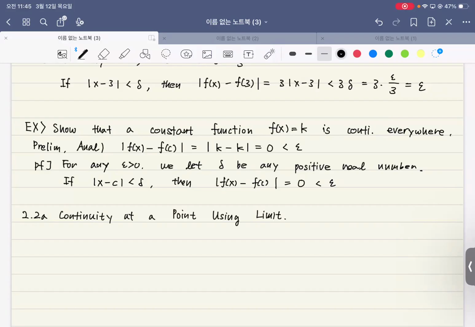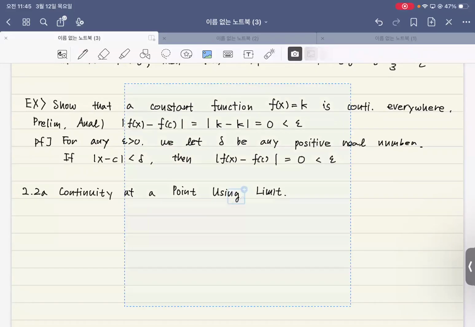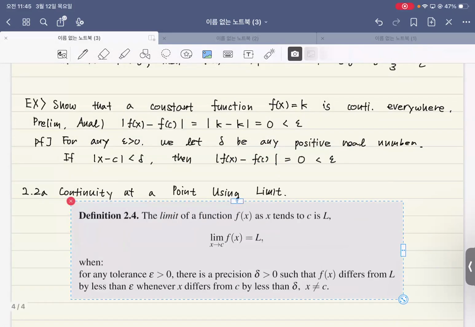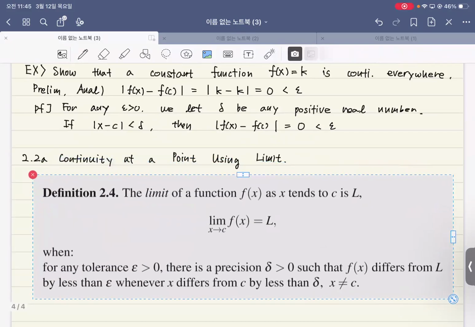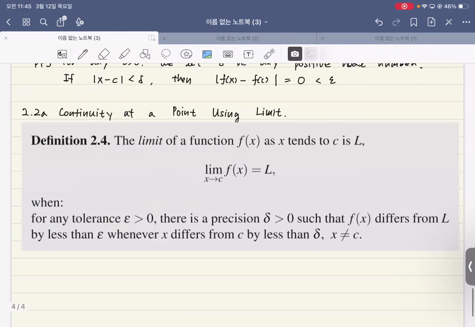Just as we had the limit for the sequence, we also have the notion of limit for the functions. And the definition is: we say the limit of function as x tending to c is L. We denote it like this, and it's defined like this.